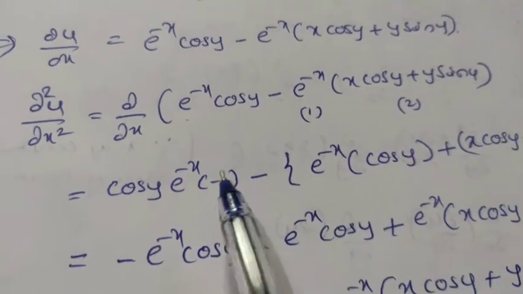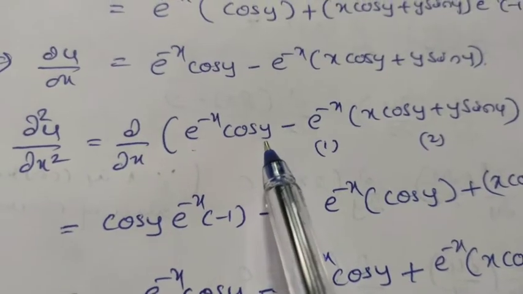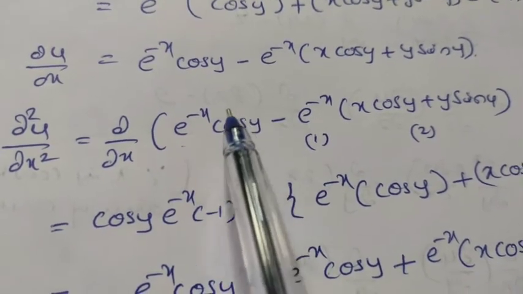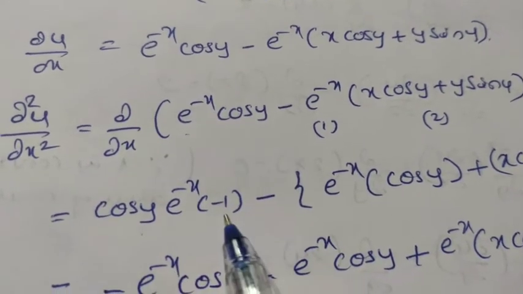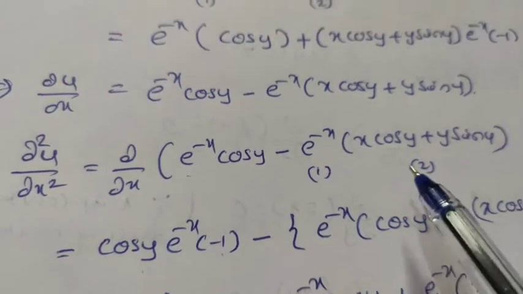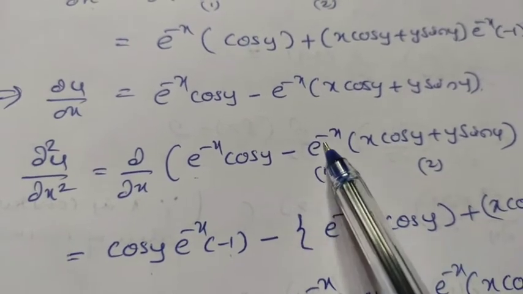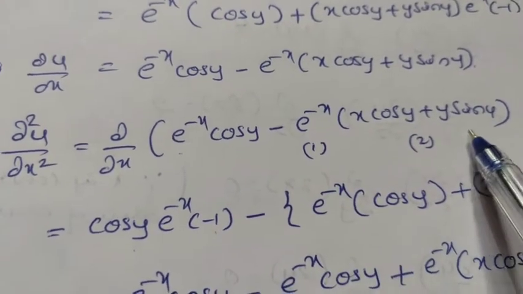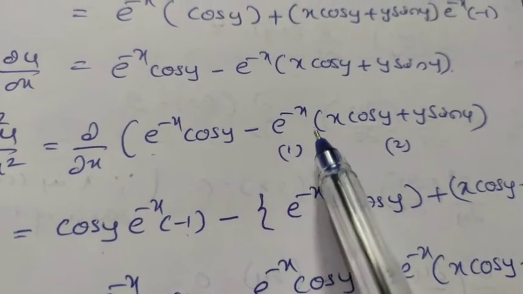So here again let us differentiate this partially again with respect to x. Here it is only one function because cos y is constant. Cos y as it is, derivative of e raised to minus x is e raised to minus x into minus 1. Minus. So this is again product of two functions. E raised to minus x into this function again as it is. So let us take minus sign here as it is.